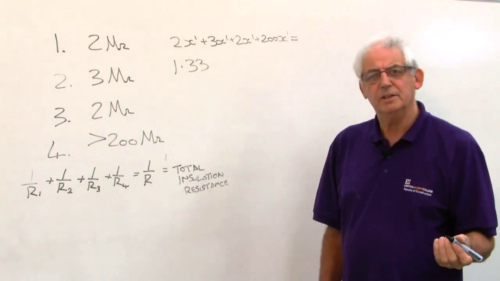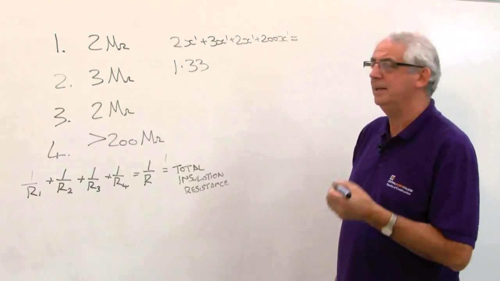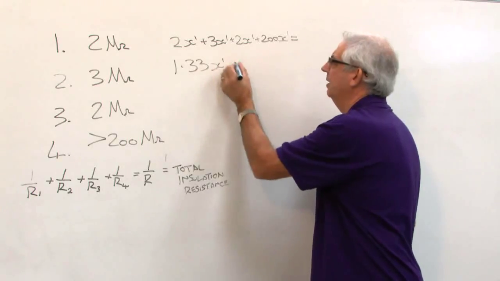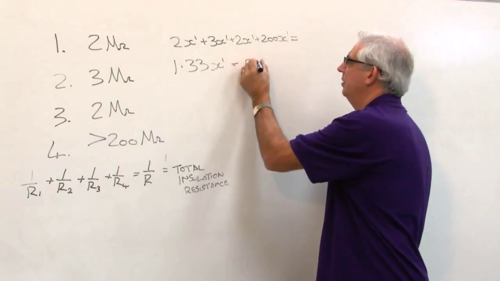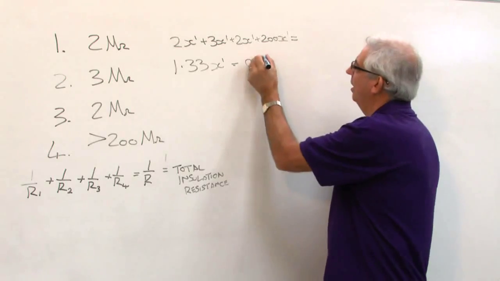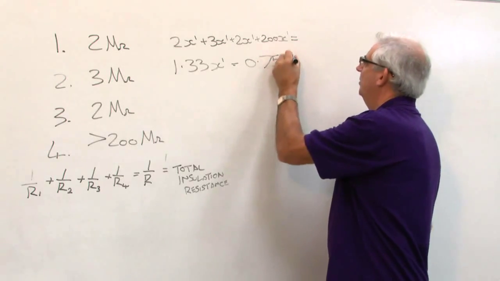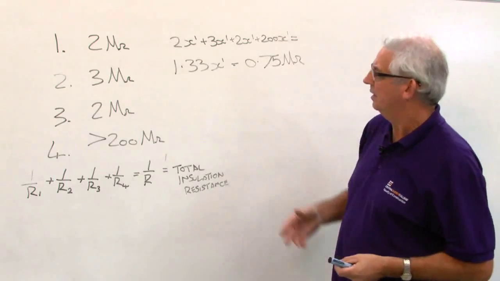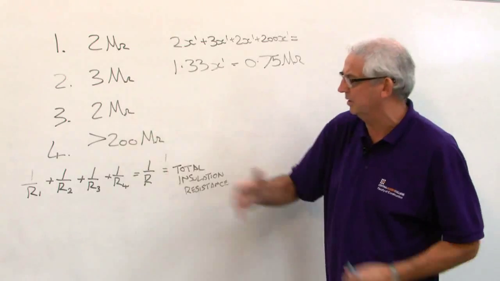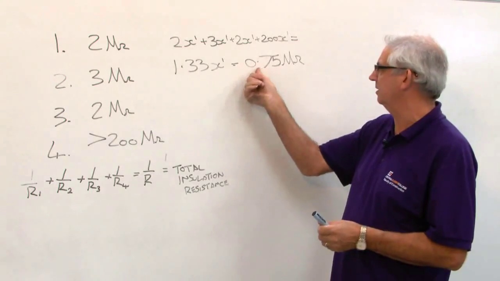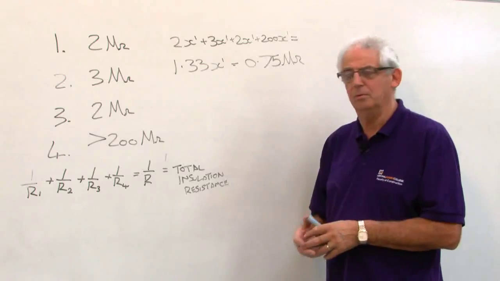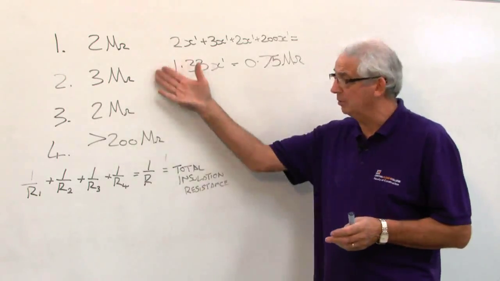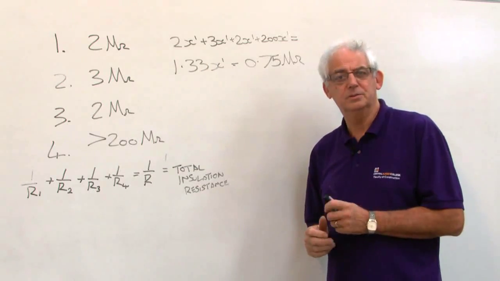To complete the calculation, we now need to divide that into 1 again. So 1.33, x to the minus 1, equals 0.75 megohms. So that's the total resistance of my installation. And you can see that although all of these circuits are satisfactory, the installation wouldn't be. That's a good example of why we should be doing this calculation when we're doing periodic inspections and we're carrying out insulation resistance testing.